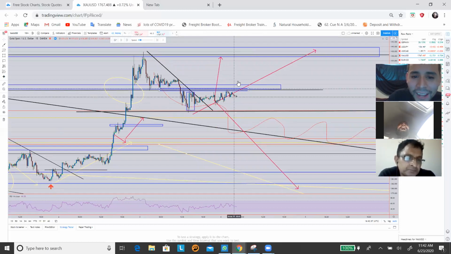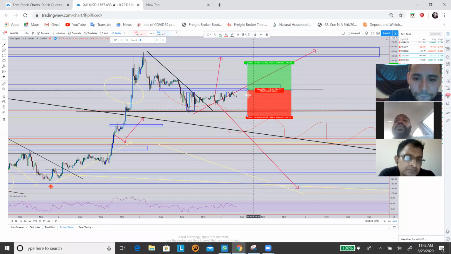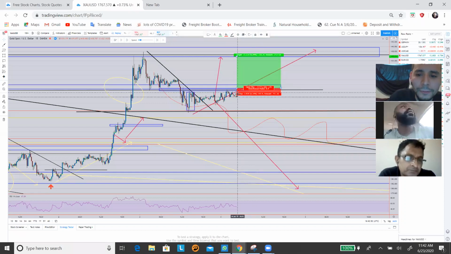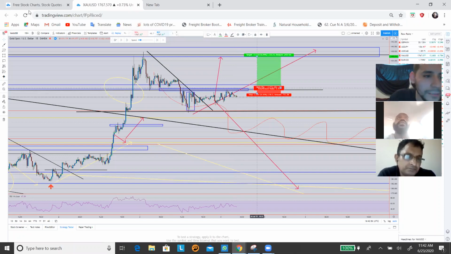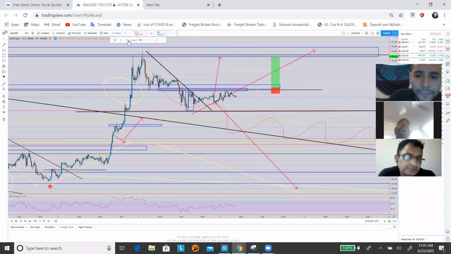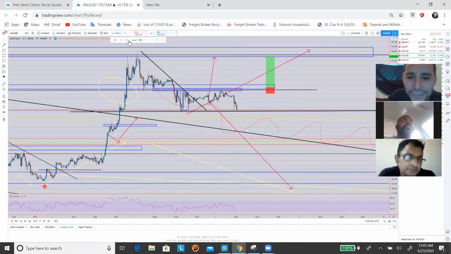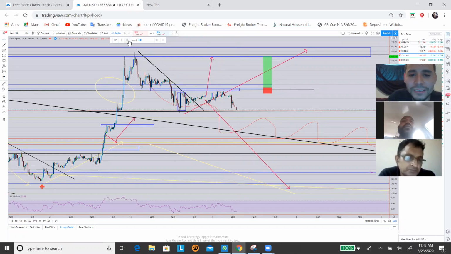We get a break out of here, my buy is going to be right here. Can we get this break? Let's see if we get it. So we came back to retest this area once again, but we didn't break through, right? We still retested, still retesting, right?